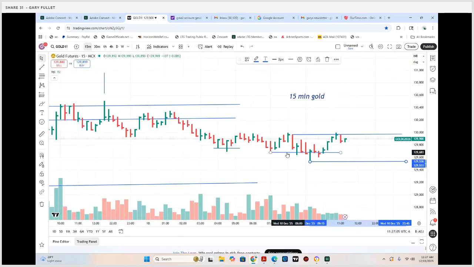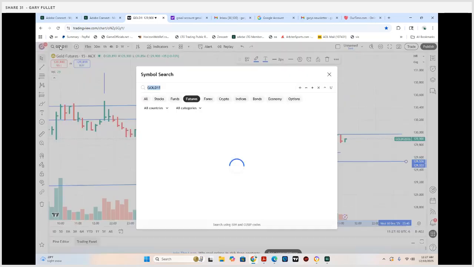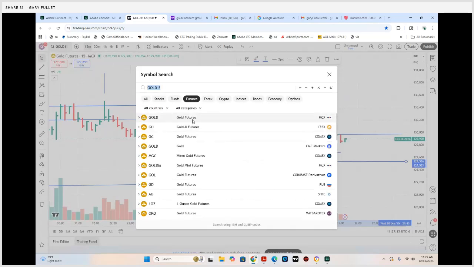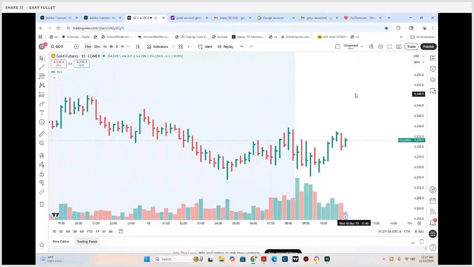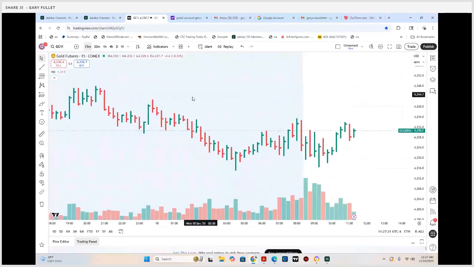So that is important. Now, this is a different chart, MCX. I know that is not COMEX. If I go to a COMEX chart, I don't know why that changed, we'll see a little different action on a 15-minute chart. Okay, so let's just take that 15 minutes. We see the longer term. Let's go back to what the COMEX chart says.